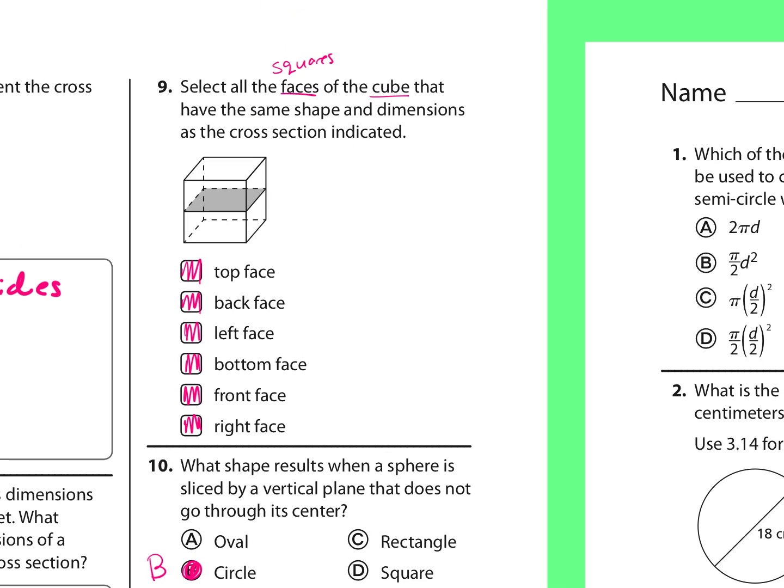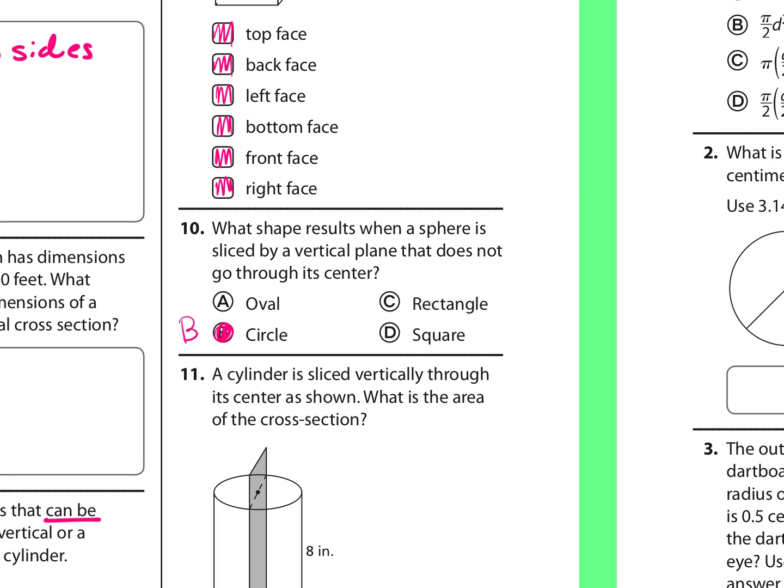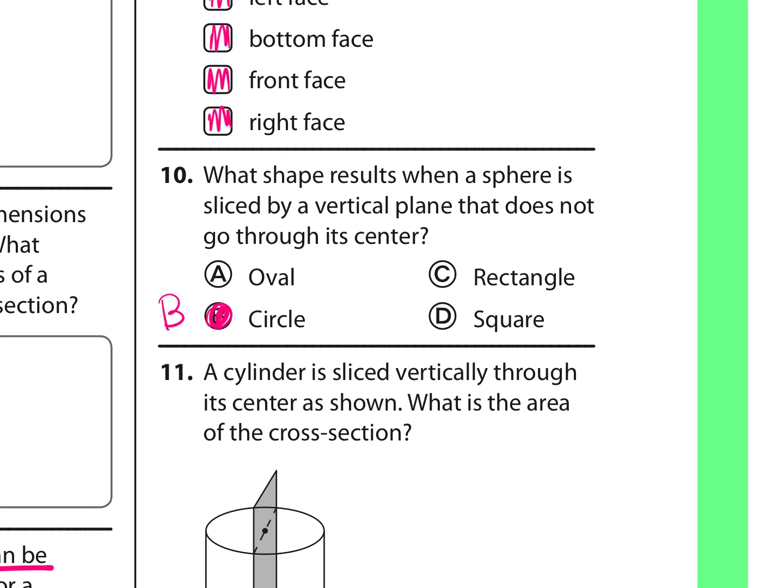Number 9, all the faces are squares in a cube. And number 10, if you slice through a sphere and it does not go through the center, you're still going to get a circle because any way you slice a sphere gives a circle.